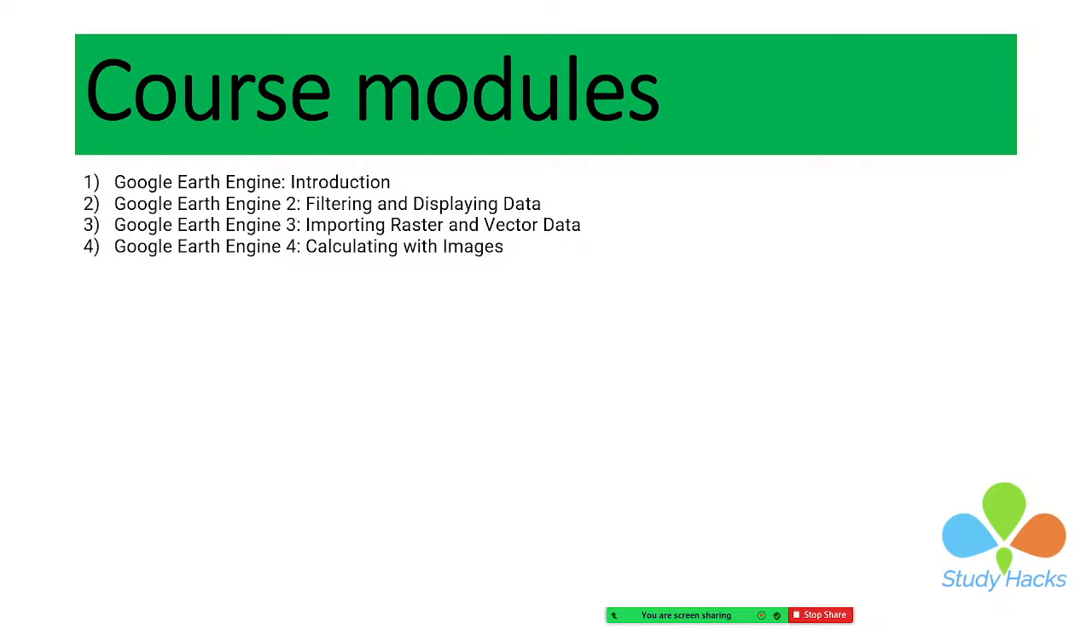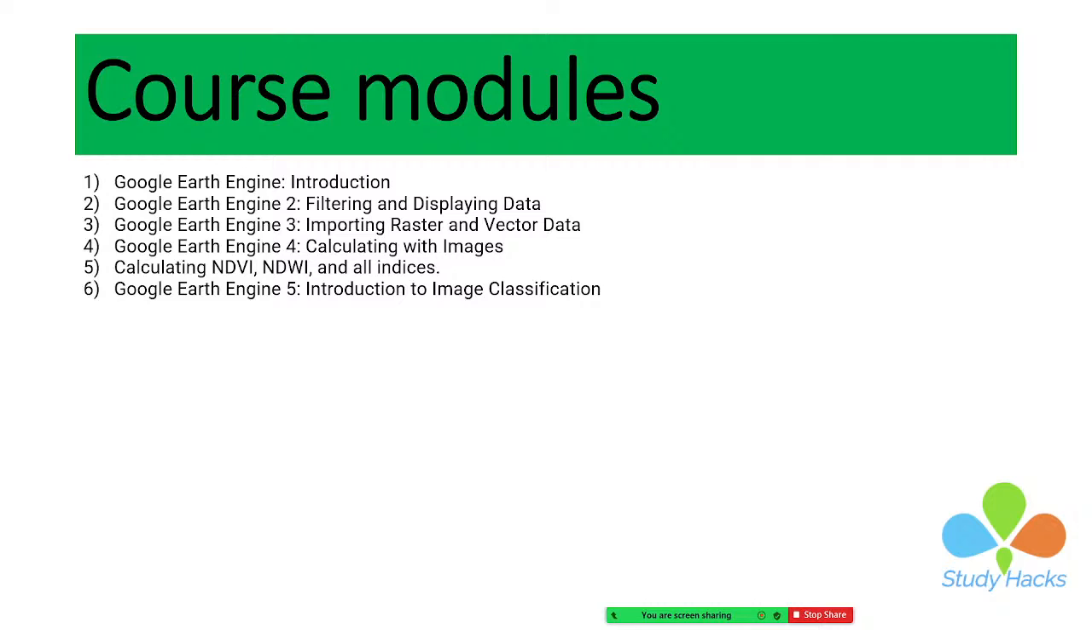Then how to calculate with different types of satellite images, how we can easily do band calculation and raster calculation. Then calculating different types of indices, NDVI, NDWI, all indices. Then an introduction to image classification. Suppose you want to make a land cover classification or a cropland classification, we also discuss a lot of things about classification.